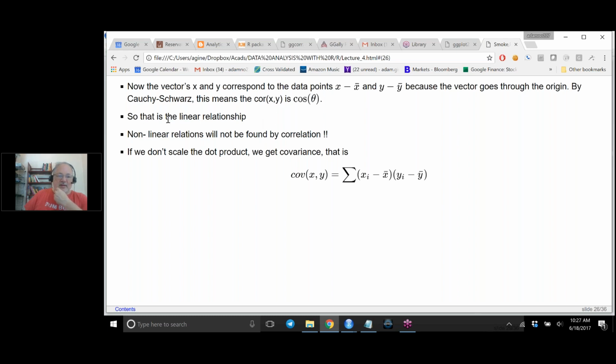And so as I say, that's the linear relationship. The correlation of xy is the cosine of the angle between the 2 data points. Nonlinear relationships will not be found by correlation.